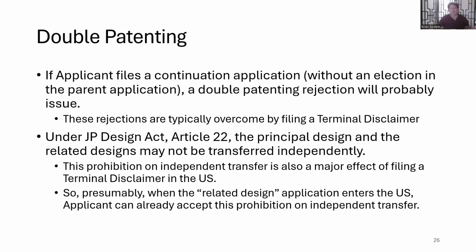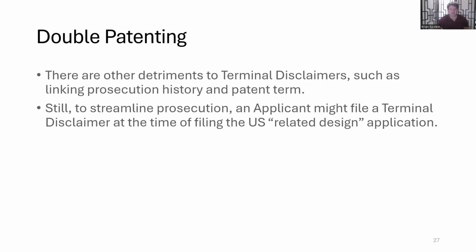So if you already know that you have a related design in Japan, and you already know that you can't transfer them independently, and you're okay with that, then when this related design application enters the United States, for example, in a continuation form, not necessarily the related design application itself, but an application that covers the related design, like one of these continuations, you have already accepted, at least in Japan, this prohibition on independent transfer. And so you might be more willing to accept this limitation in the United States and therefore be more willing to file a terminal disclaimer.